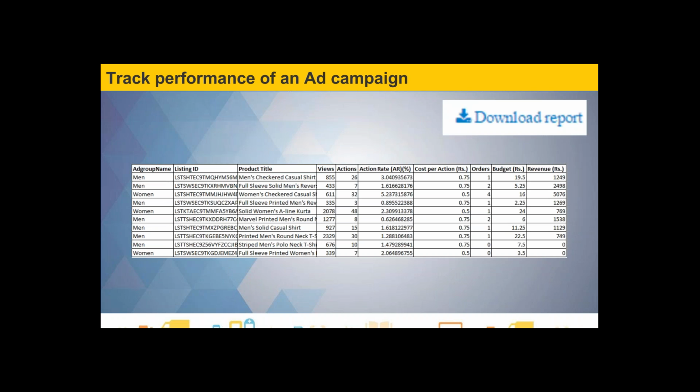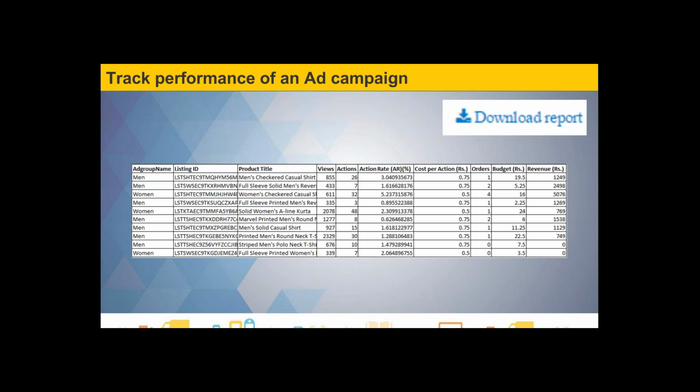So here is the detailed metrics called the download report. Always download it. As you can see, there is ad groups and listing IDs aligned to them. Each listing ID has metrics derived. So how do you study a detailed report? How can this help you? Go by each listing ID and see the number of views and actions and how many have converted to an order.